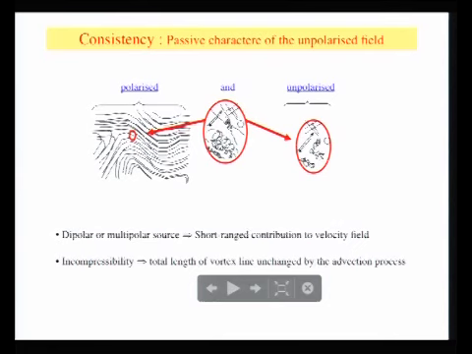So now what I have to do is to justify these 3 points. The easiest one is: is this unpolarized field really passive? We want to know two things. Are these structures going to produce some velocity far away from them? This is unlikely since they have no mean polarization, so you can see a dipolar or multipolar source of velocity field.